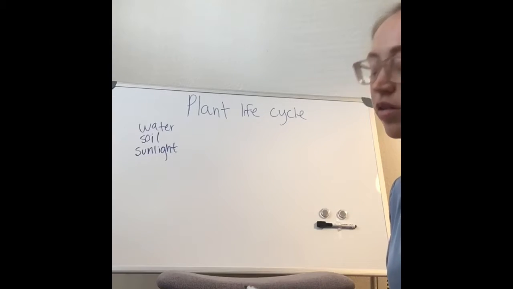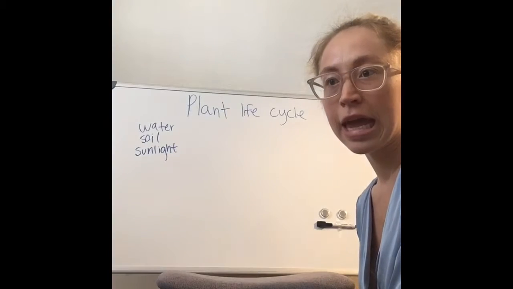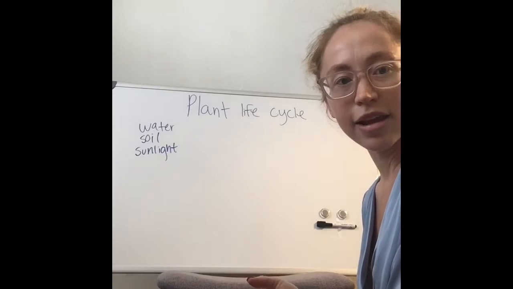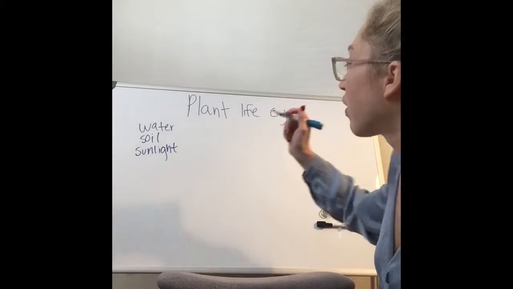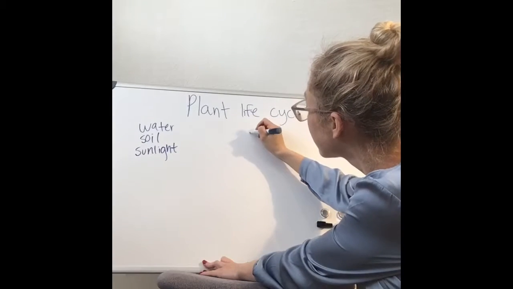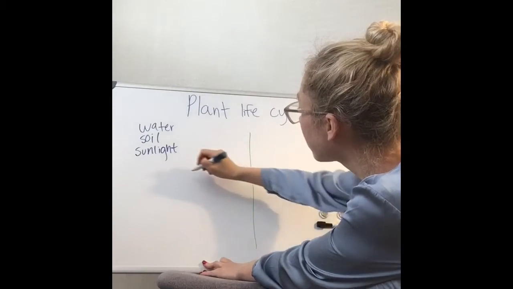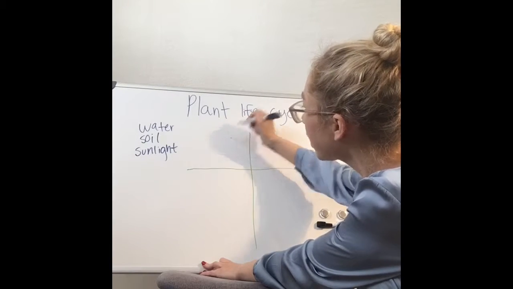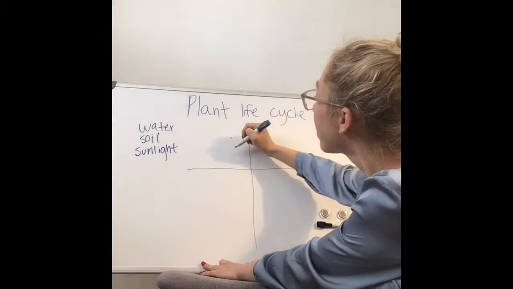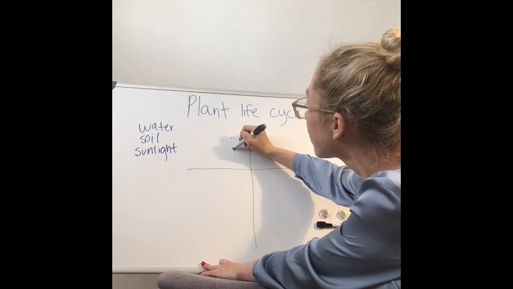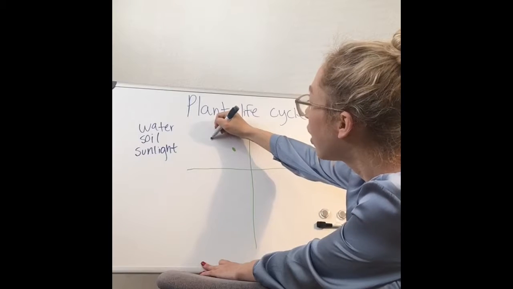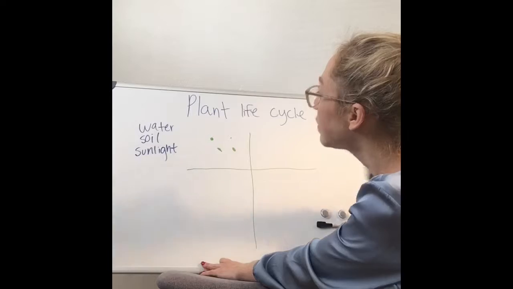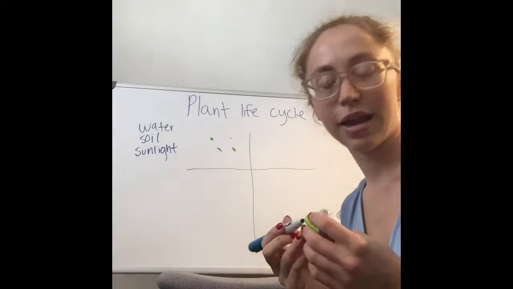So most plants start out as seeds, and seeds can come in all different shapes, sizes, and colors. So I'm going to start by drawing a little picture of a seed. Some seeds are really, really tiny. Some of them are a little bit bigger. Some of them are more round. Some of them might be more oval. It all depends on what type of plant it is.